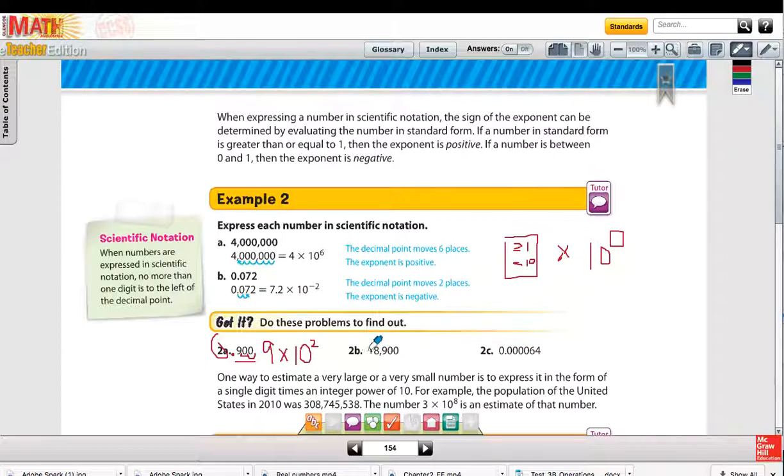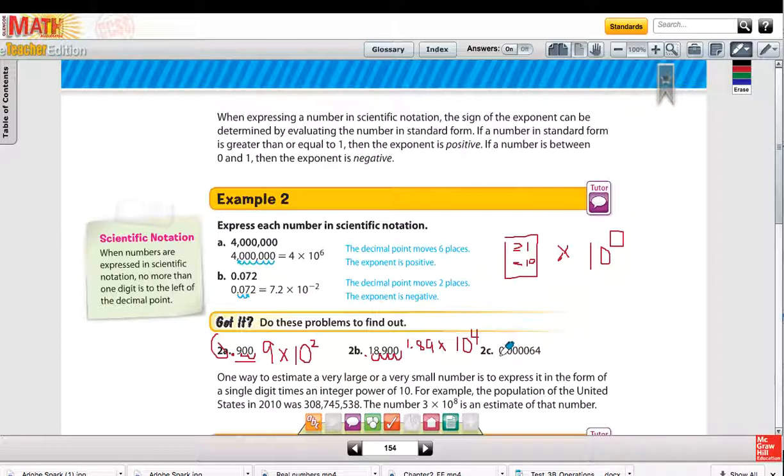Okay. For 2b, I can't put a decimal here because 0.189 is smaller than 1. But if I put the decimal right here, I have 1.89, which is greater than or equal to 1, but less than 10. I couldn't put it after the 8 because 18 is greater than 10. And then times 10, because that's always what it's going to be for scientific notation. Now we have to count 1, 2, 3, 4 places. So the exponent is going to be 4.